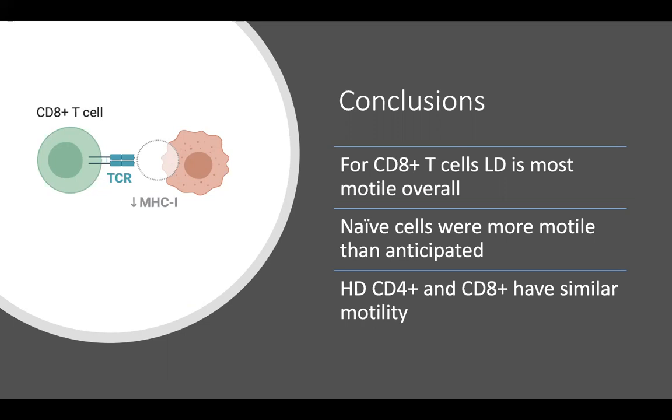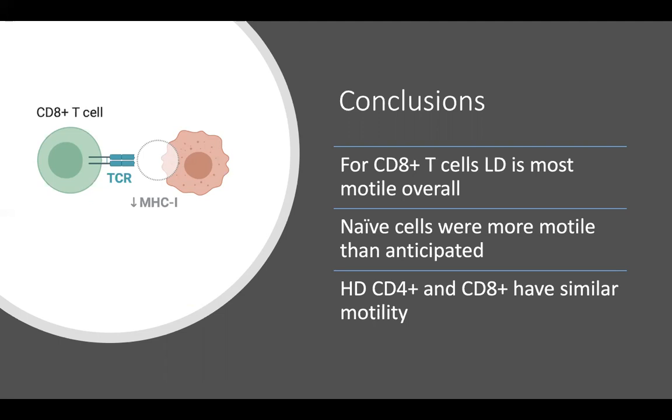And of the high density CD8 and CD4 T cell subsets, the high density conditions had a similar motility, which is a bit different than what's anticipated, because some people have assumed that CD8 T cells are much more motile than CD4 because of their cytotoxic effector function. So it's a bit surprising that they have a similar motility, but there could also be many factors contributing to this.